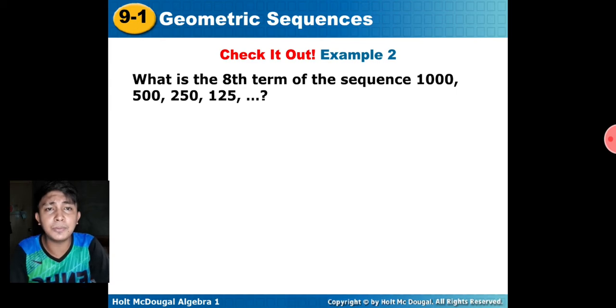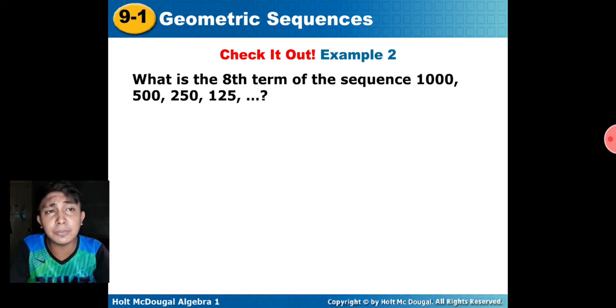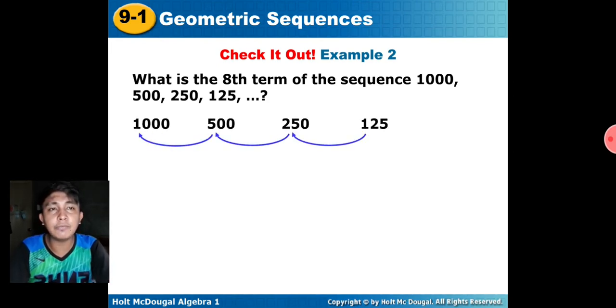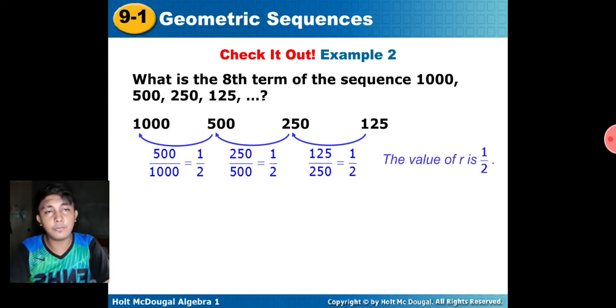So, another example. What is the eighth term of the sequence? 1,000, 500, 250, 125. Again, yung example ng ating sequence ay pababa na naman, so we are sure na less than 1 ang kanyang ratio or a fraction perhaps. So we get the ratio: 125 divided by 250, 250 divided by 500, 500 divided by 1000. We get the result, all is 1 half. So the common ratio is now 1 half.